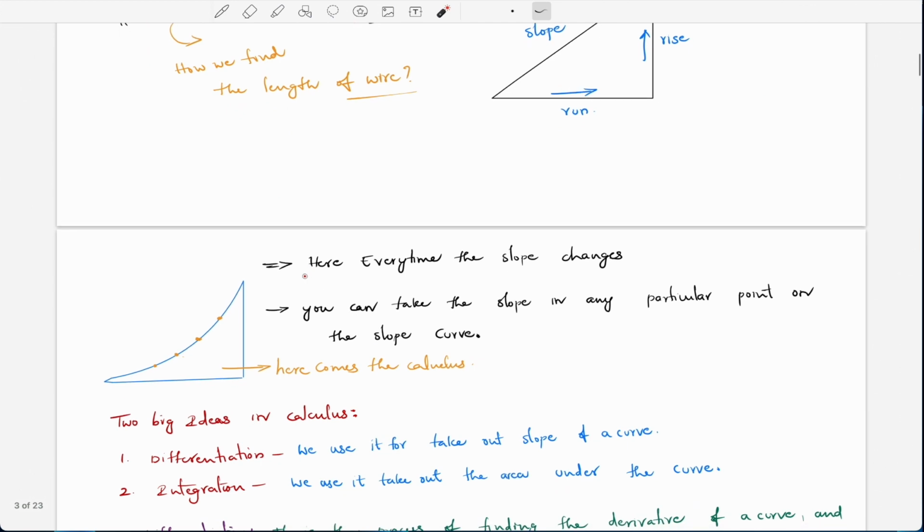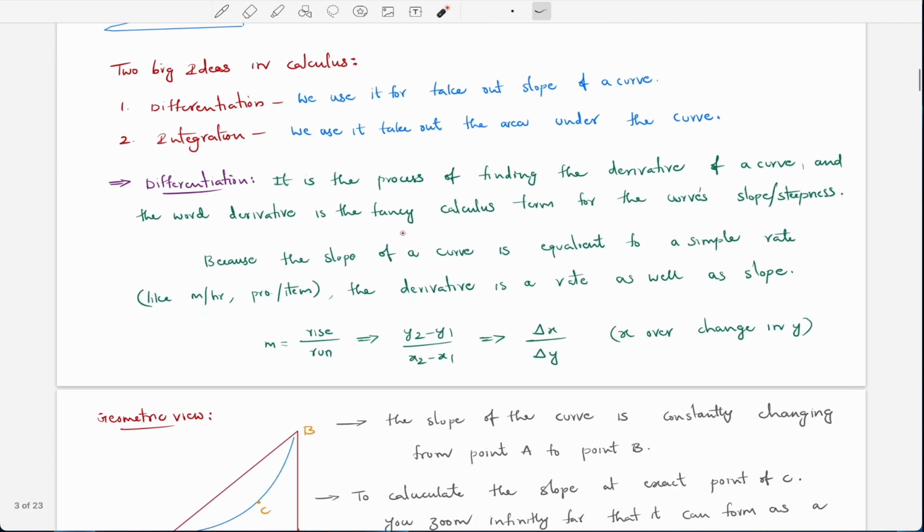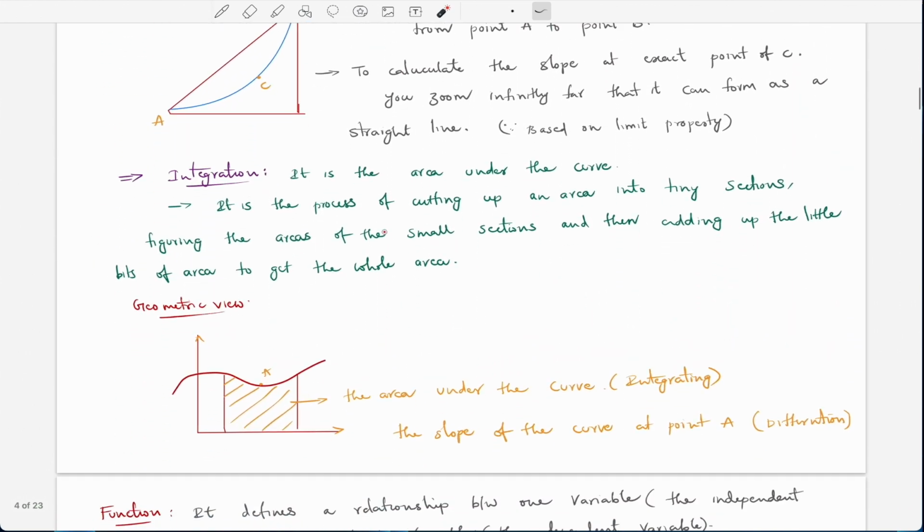So we have covered calculus, differentiation and integration. What is differentiation? It's used to take out the slope, like finding the slope dy by dx. And what is integration? Integration is the area under the curve, right? I hope you now have a basic understanding of this.